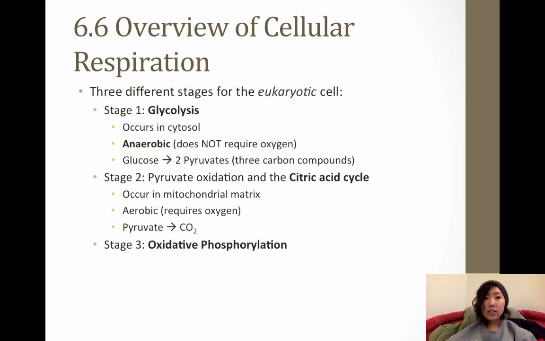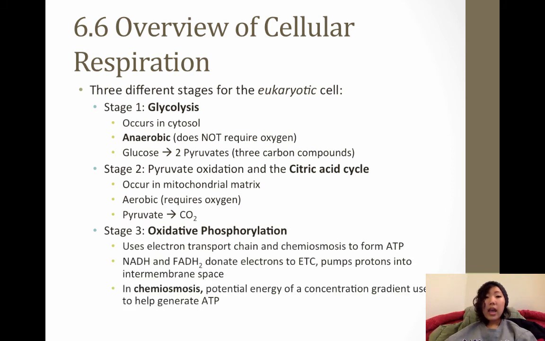Stage 3 is called oxidative phosphorylation. In oxidative phosphorylation, it uses two things called the electron transport chain and chemiosmosis to form ATP. This is the most important stage in terms of the most amount of ATP is made in stage 3. These two terms you should know: electron transport chain and chemiosmosis.